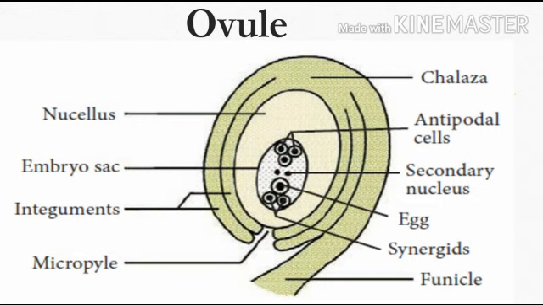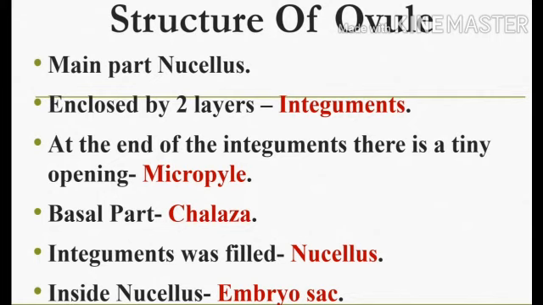Here we can see the structure of the ovule. This ovule has two main parts: the stalk-like part, which is called the funicle, and the body part. The body part has layers for protection, and these layers are called the integuments. Then the basal part of the ovule is called the chalaza, and the end where the integuments are not joined, or there is a tiny opening, is called the micropyle. And inside the integuments it is filled with a group of cells called the nucellus.